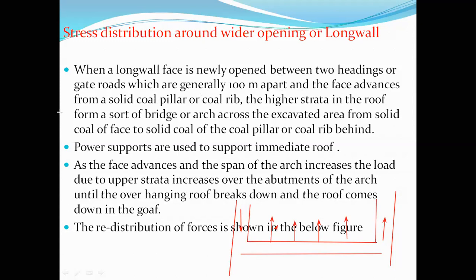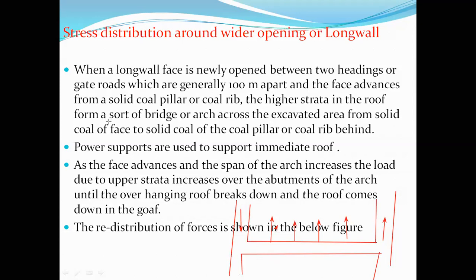as the face advances from the solid coal pillar or coal rib, as the face is moving, what happens? There will be a huge gap. Right? Initially, it was like this. We made this opening, and this is moving up. This is called the rear part of it, and this is called the front part of it. Correct? This is called a rear abutment. This is called a front abutment. So there will be a lot of separation as this face moves.